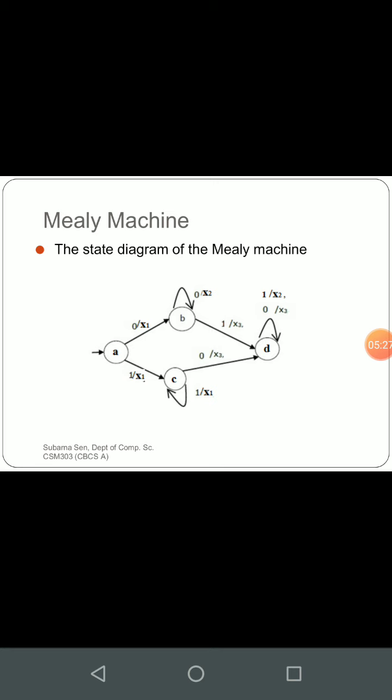So if you focus on A, if we give 0 to A, it will move to B, and at the same time it will generate the output x1. In this fashion, for 1 at A, it will move to C and will generate the output x1. Similarly for B, C and D. You can consult the table and draw this transition diagram.